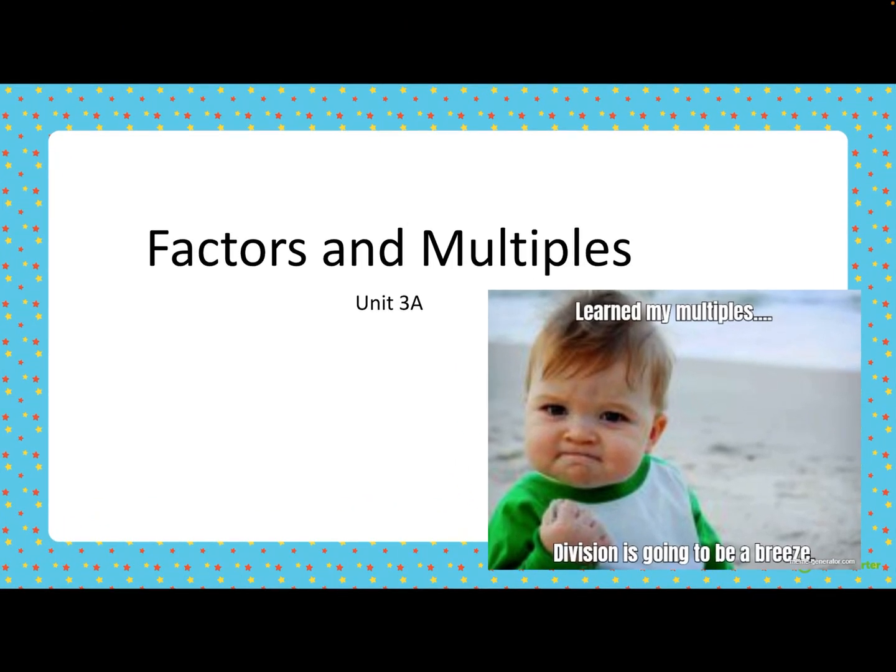Today Miss Colley explains factors and multiples. Don't worry, I will redo my video like I normally do, but it wasn't uploading, so this is the backup for now.